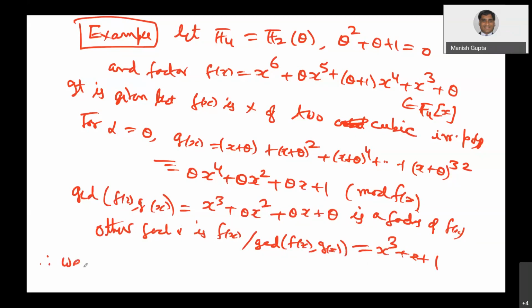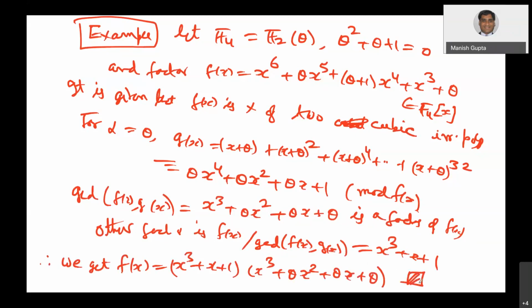Therefore, we get f(x) is equal to (x cube plus x plus 1) times (x cube plus theta x square plus theta x plus theta). And that's the final factorization. So I think this is how we factor polynomials over finite fields. As a warning, I should tell you that in some situations these algorithms fail to split f(x) completely into irreducible factors. There are certain improvements, but we are not going to discuss them right now. This much is sufficient for factoring polynomials over finite fields.